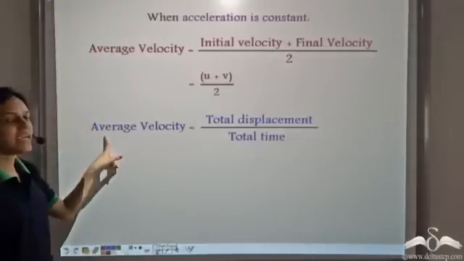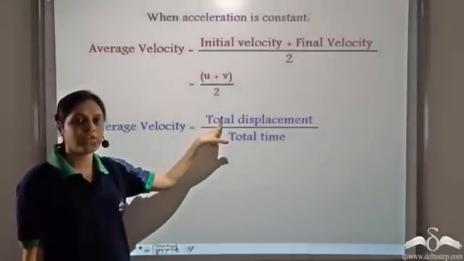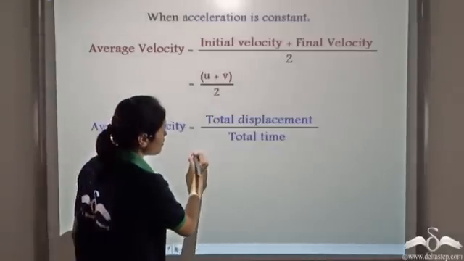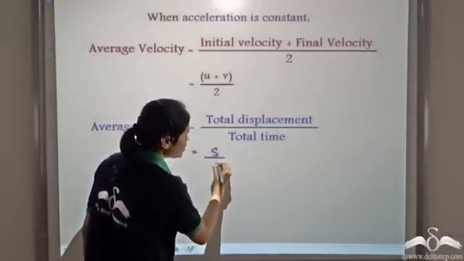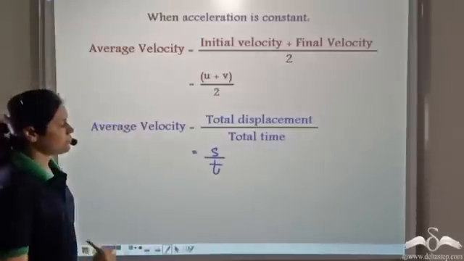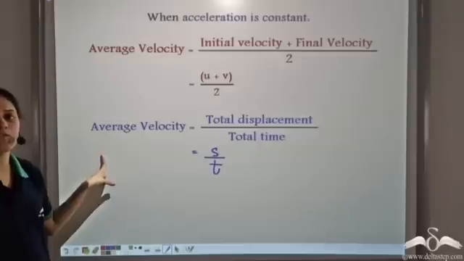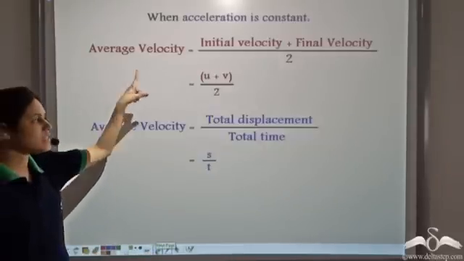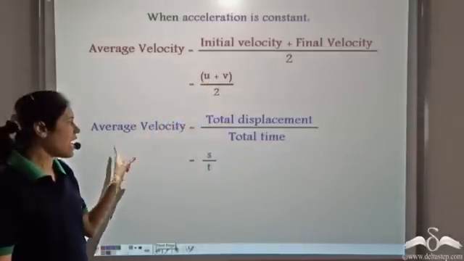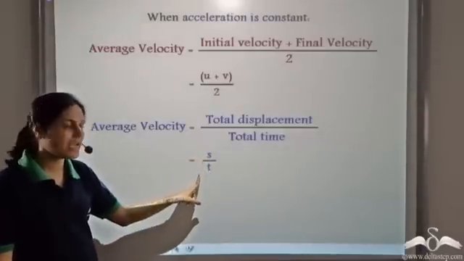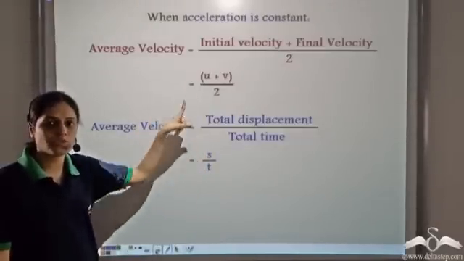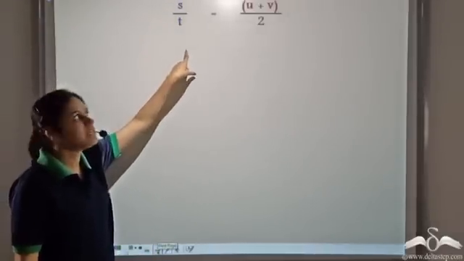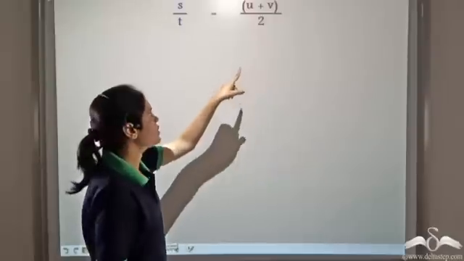We also know that average velocity is equal to total displacement by total time. So, total displacement can be represented as s and total time is t. So, s by t is equal to average velocity. So, we see that average velocity is given by (u plus v) by 2 and it is also given by s by t. So, let us equate these two terms. We have s by t is equal to (u plus v) by 2.